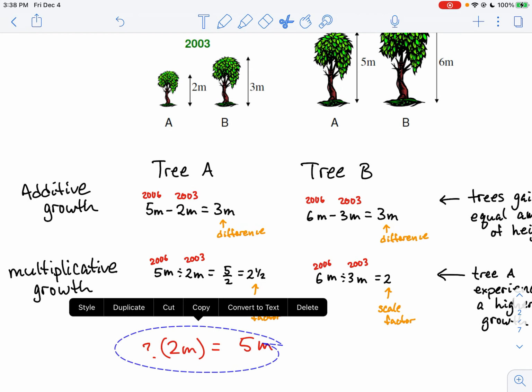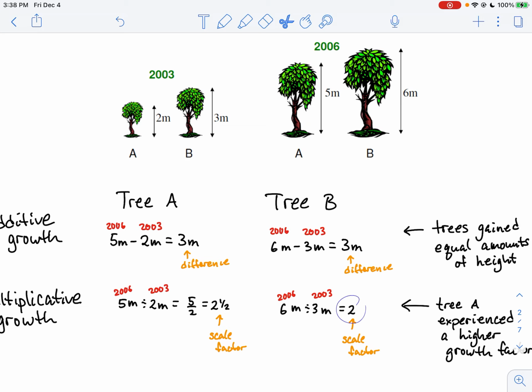What this is saying is that, and then we do the same thing for tree B. What this is saying is that tree B doubled in size when you get the scale factor of 2, because if you double 3 meters, you get 6 meters. It gained 3 meters in length, but it doubled in size. Don't say it gained 2 meters, because that's not true. There should be no unit on this too.